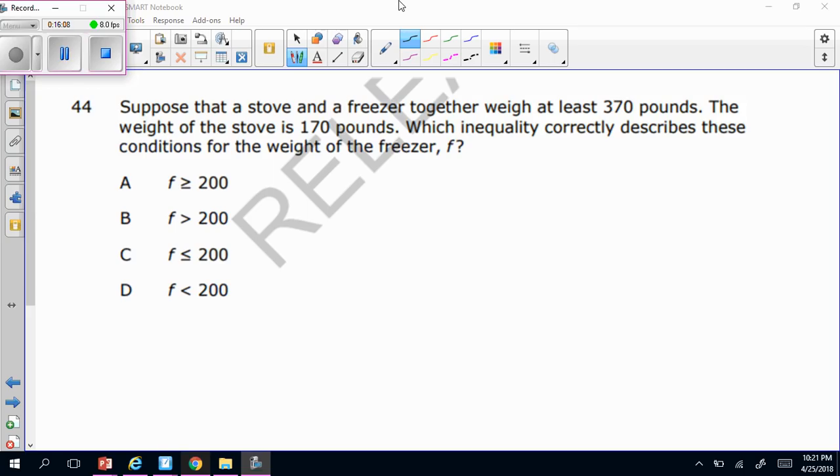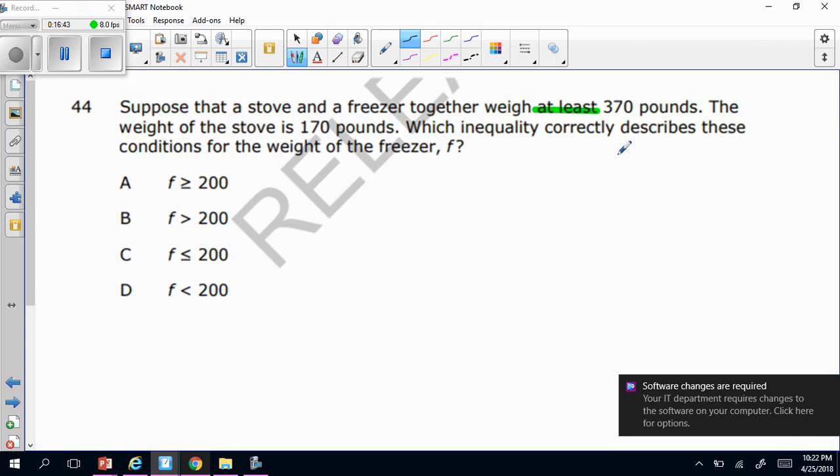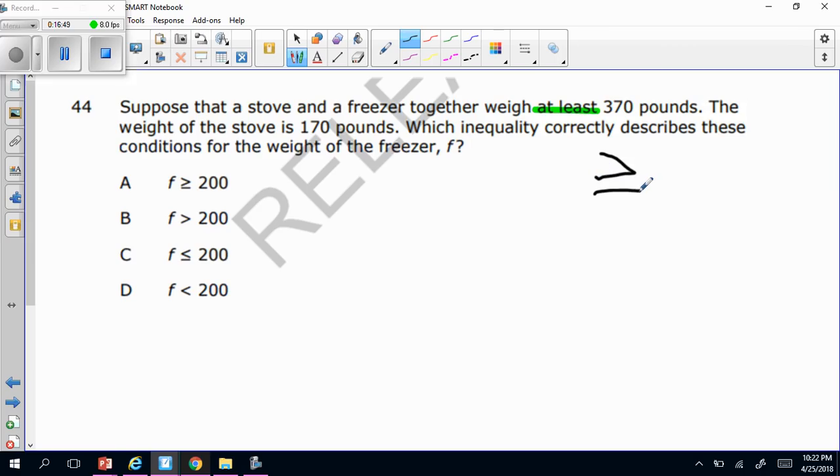Now, let's read this together. Suppose that a stove and a freezer together weigh at least 370 pounds. The weight of the stove is 170 pounds. Which inequality correctly describes these conditions for the weight of the freezer F? So let's look at what our sign would be. Look at these keywords here. It says at least. And if we look back at our inequality notes in our vocabulary, at least would look like this. At least would be greater than or equal to.